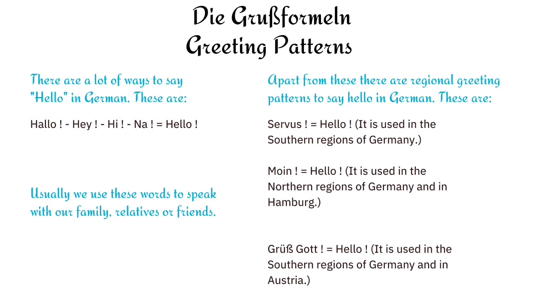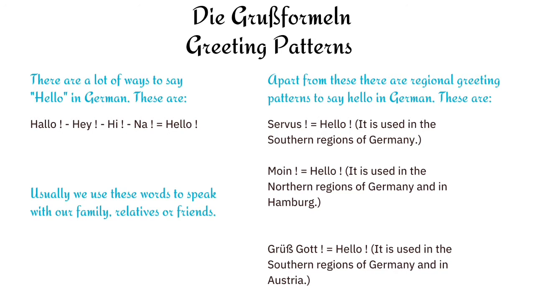These are hallo, hey, hi, na. It means hello. Usually, we use these words to speak with our family, relatives, or friends. Apart from these, there are regional greeting patterns to say hello in German.